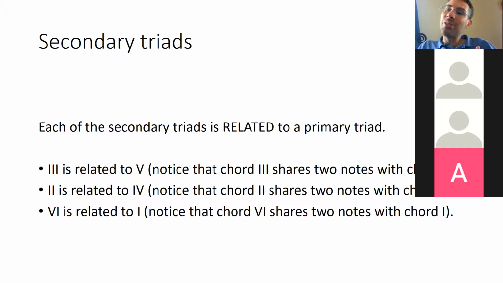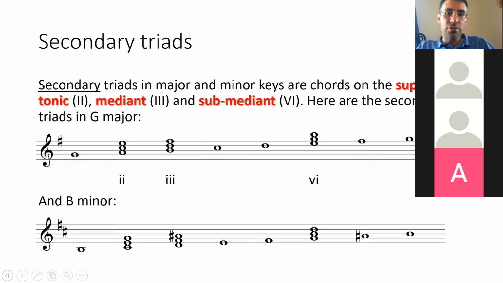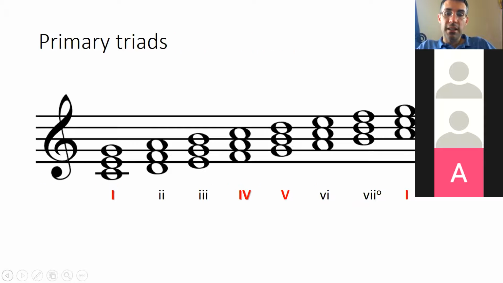There are triads that are related to each other, and they are related because they share 2 notes in common. So chord 3 or triad 3 is related to triad 5. Triad 2 is related to triad 4, and triad 6 is related to triad 1. I want to show you what that actually means.